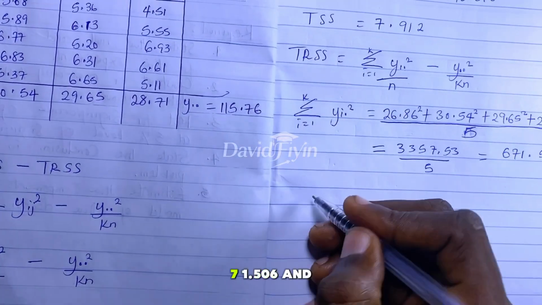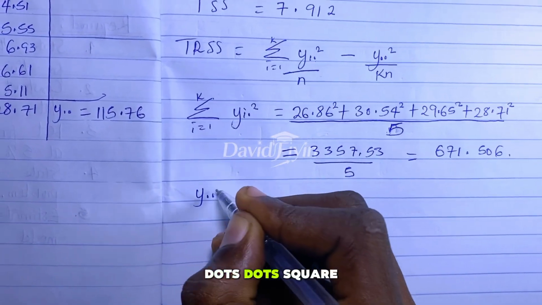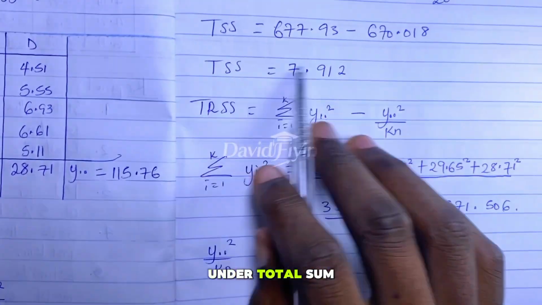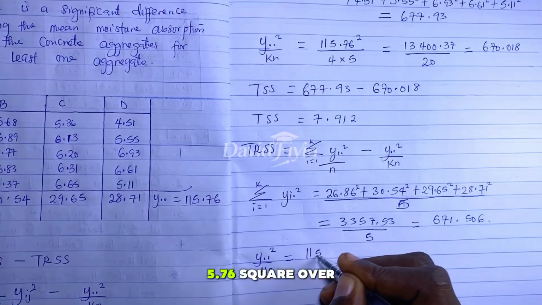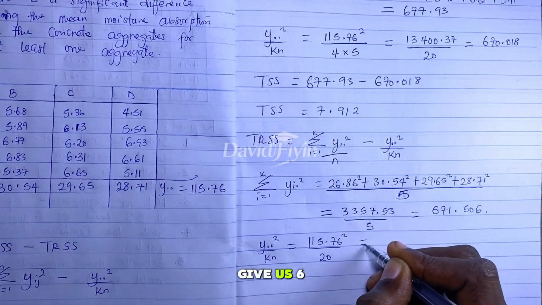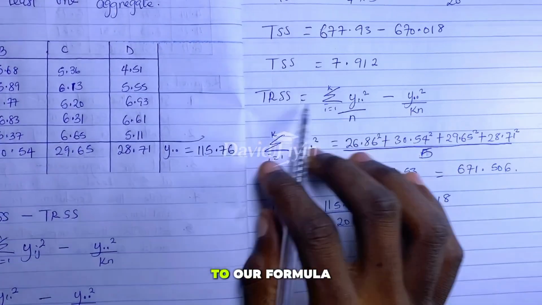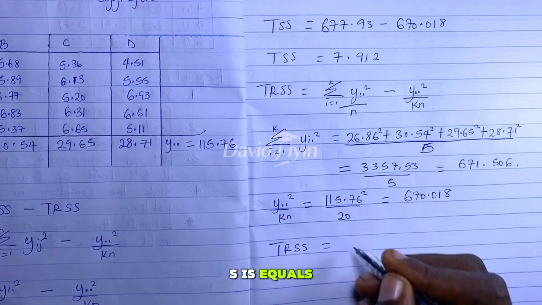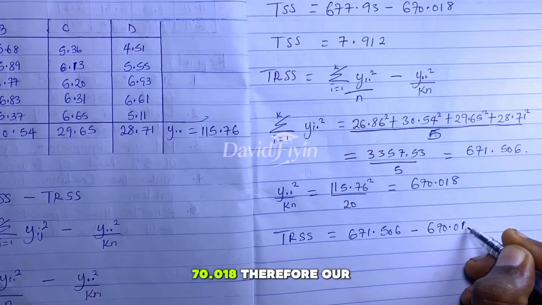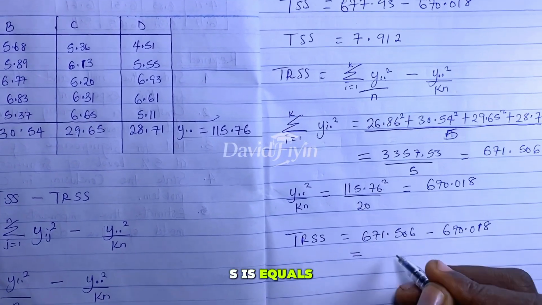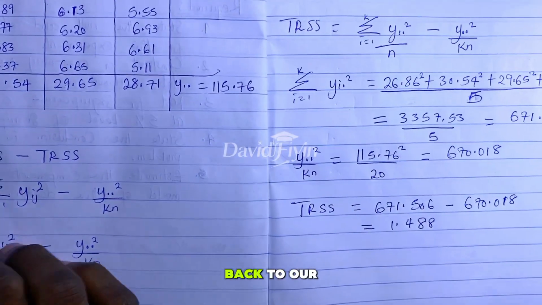671.506. And so the next thing is to calculate the remaining part of that formula, which is y dot dot squared over kn. It's the same as we've calculated under the total sum of squares. It is a correction factor, so it is always the same. So we have 11.576 squared over 20, which will give us 670.018. So the next thing is to now apply these values to our formula. So therefore, our TRSS is equal to 671.506 minus 670.018. Therefore, our TRSS is equal to 1.488.